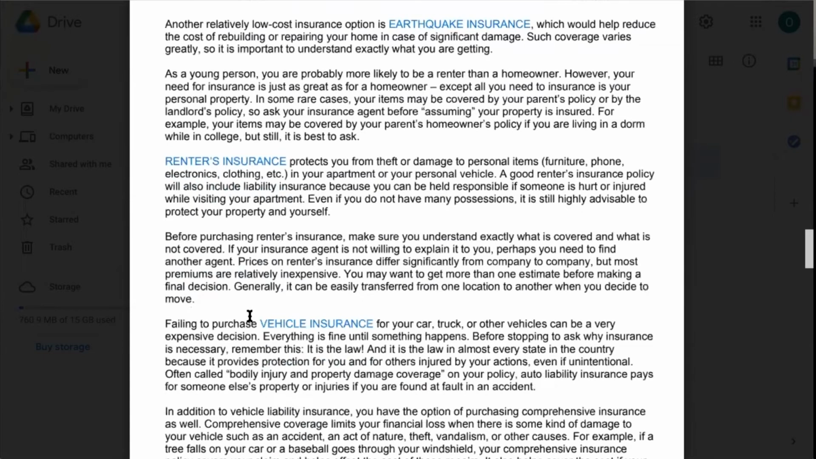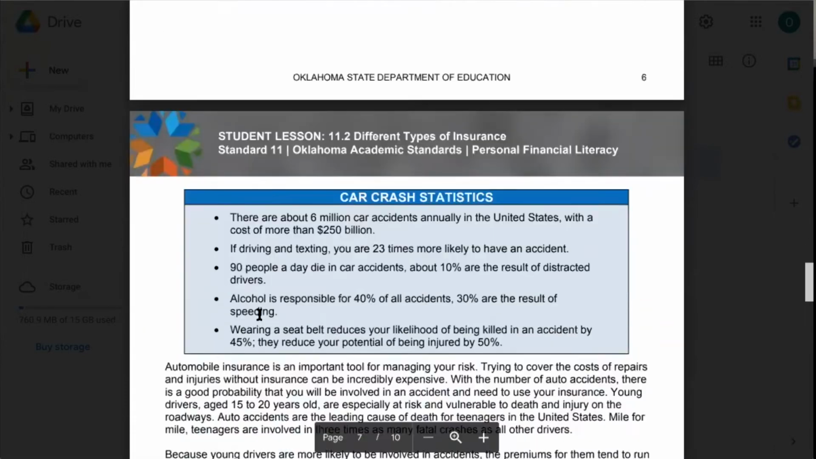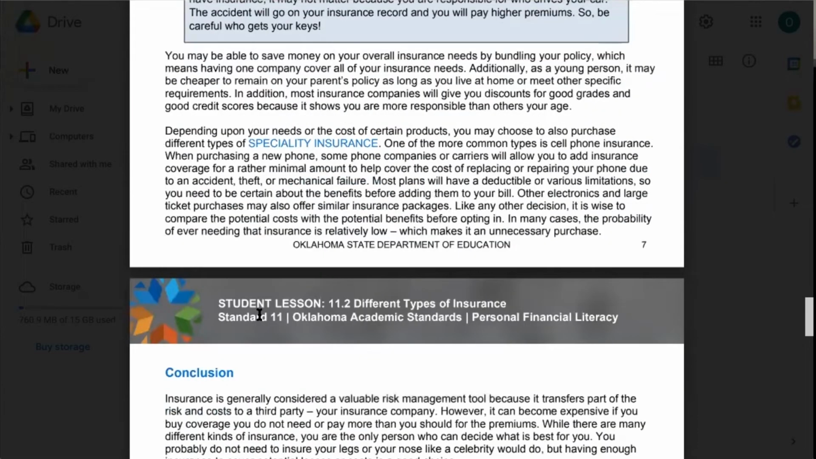Earthquake, renters, and can be a really relevant insurance for students to be looking at if they're possibly looking at moving into an apartment after graduation, different things like that. And then of course, vehicle insurance. That's a very relevant insurance to discuss with students, and might be a great way to really get them engaged to see how it applies to them. And it moves on to a few more ways to connect it with students.